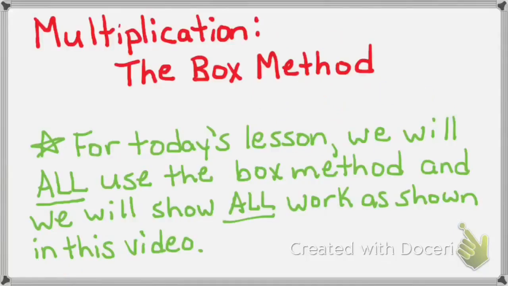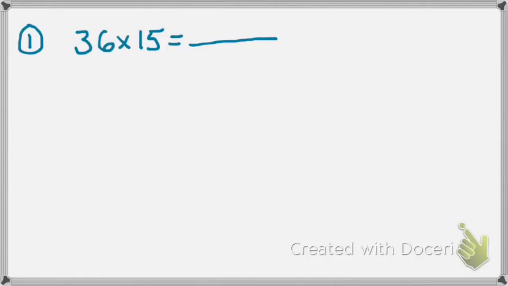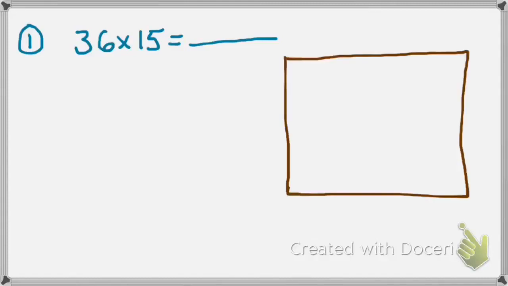For today's box method multiplication, we will all use the box method and we will all show work as shown in this video. Let's take a look at example number 1, 36 times 15. This is a multiplication problem. I'm using the box method, so I'll draw my box. And I see my first number is 36. The first digit I have is a 3. That's in the tens column. There's one digit after that.